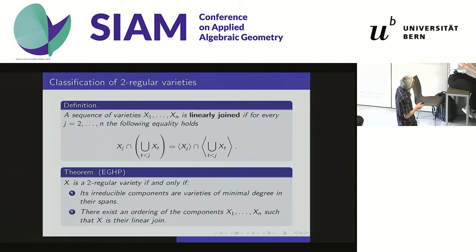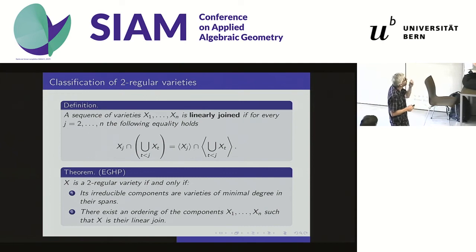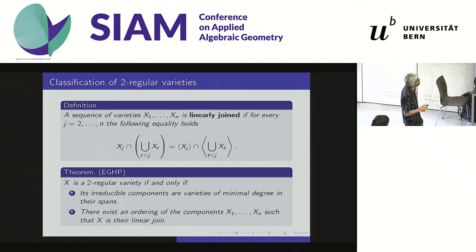Let's see where it is. Here it is. I need a definition first. A sequence of varieties, X1 up to Xn, is linearly joined if for every j between 2 and n, the following equality holds. You take your jth variety and intersect it with the union of all the previous ones, and that has to be the same as intersecting the linear span of your variety with the linear span of the previous ones. Okay, this looks a little weird. It's a definition one has to get used to.